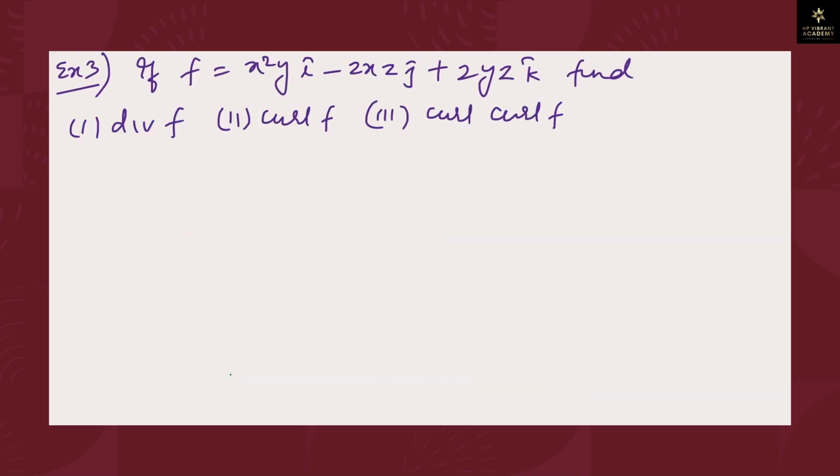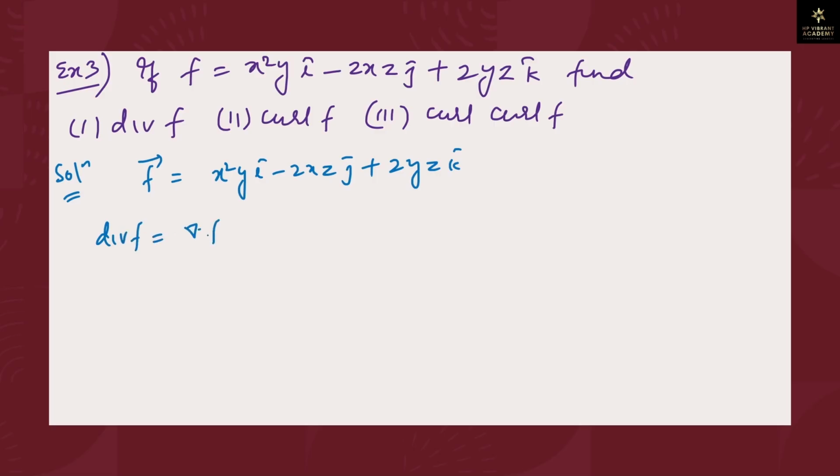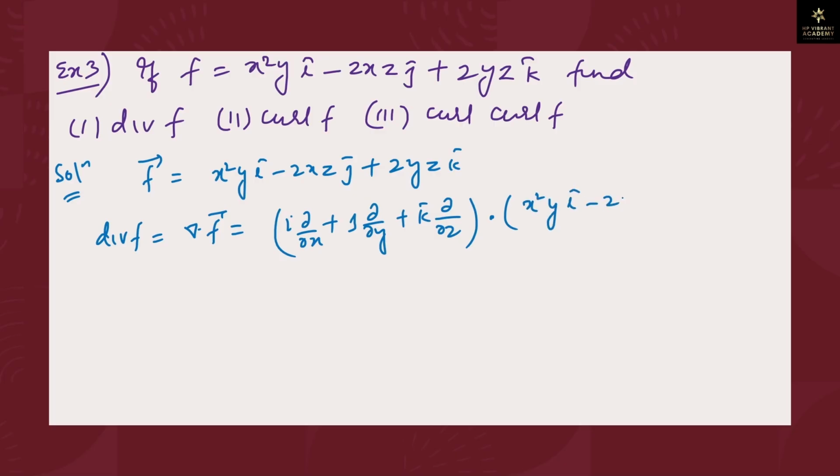So let us discuss question number 3, how we can solve this. We have the value of f, a vector point function, as x²y i cap minus 2xz j cap plus 2yz k cap. So from here, the divergence of f is equal to del dot f, which is i times ∂/∂x plus j times ∂/∂y plus k cap ∂/∂z, dot product with the f vector, x²y i cap minus 2xz j cap plus 2yz k cap.